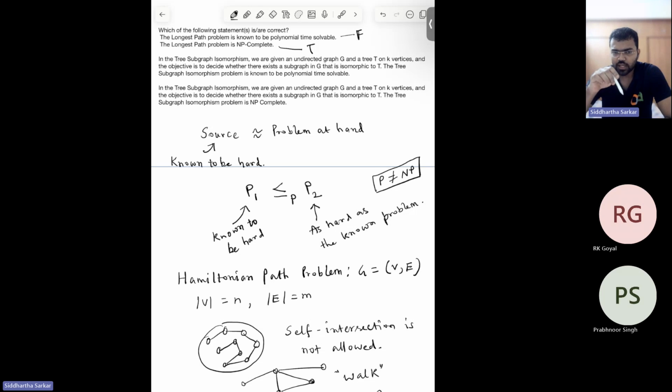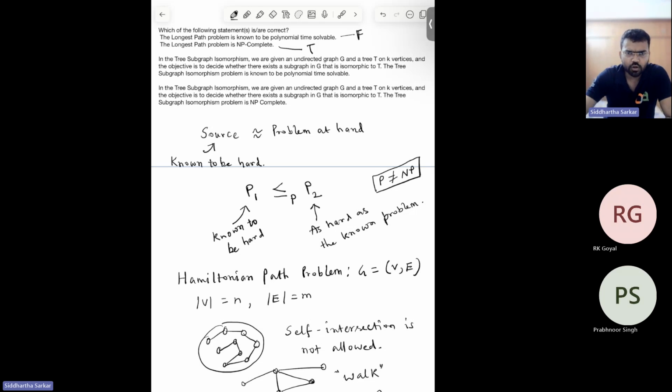So I'm looking at the book and exactly what I said, this is what is written. The definition of the longest path problem is the following. As input, you are given a graph G and an integer K. And the question is, does there exist a path in G consisting of K vertices? When they say path, it is a simple path. That is the longest path problem question.